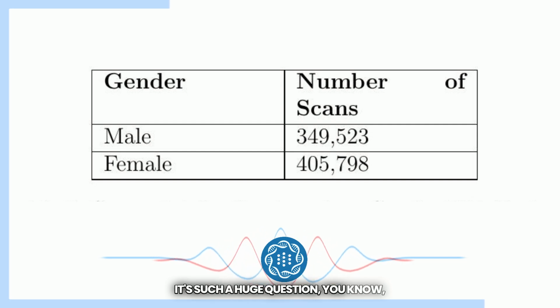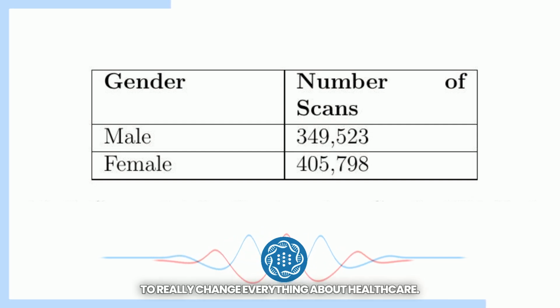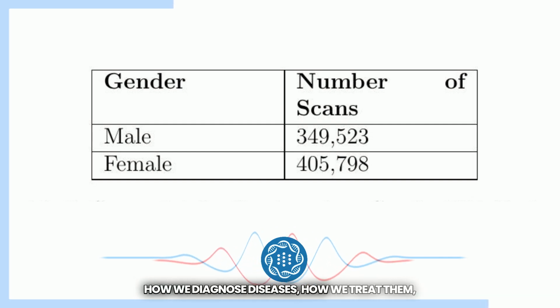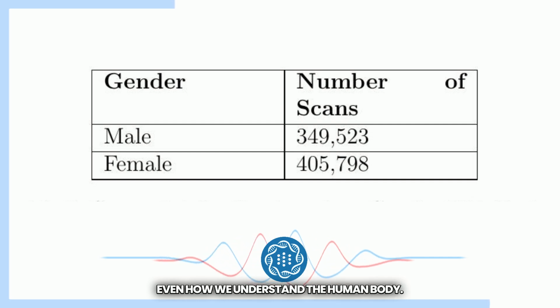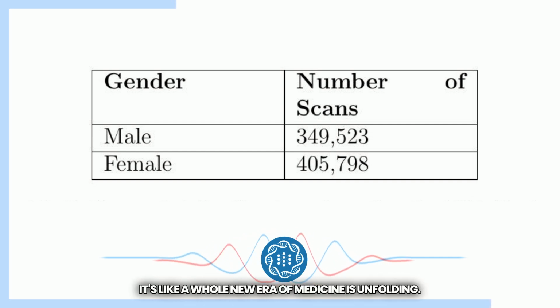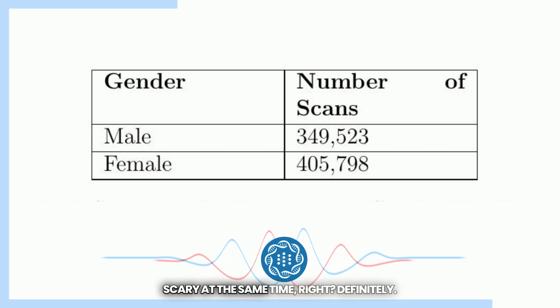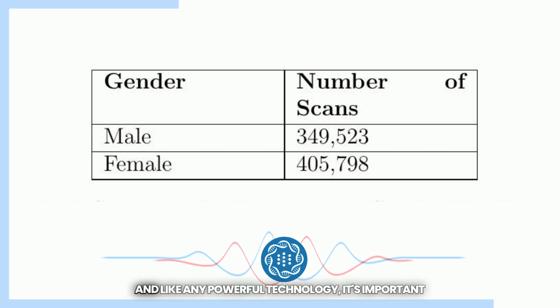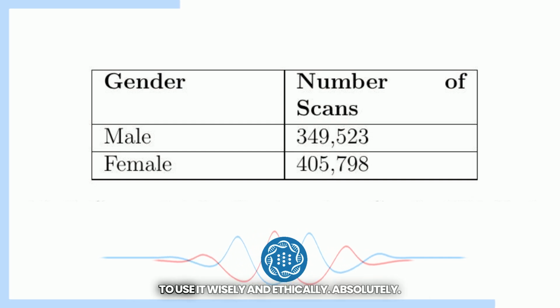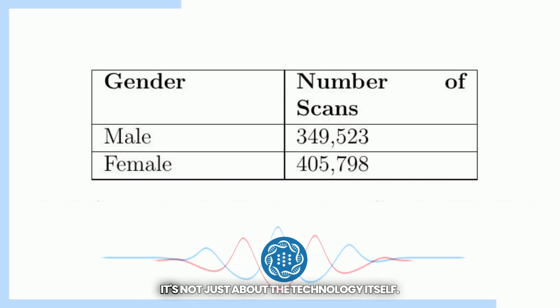It's such a huge question, but I think AI has the potential to really change everything about healthcare. How we diagnose diseases, how we treat them, even how we understand the human body. It's like a whole new era of medicine is unfolding. It's so exciting, but also kind of scary at the same time, right? Definitely. AI is powerful. And like any powerful technology, it's important to use it wisely and ethically. Absolutely. It's not just about the technology itself.